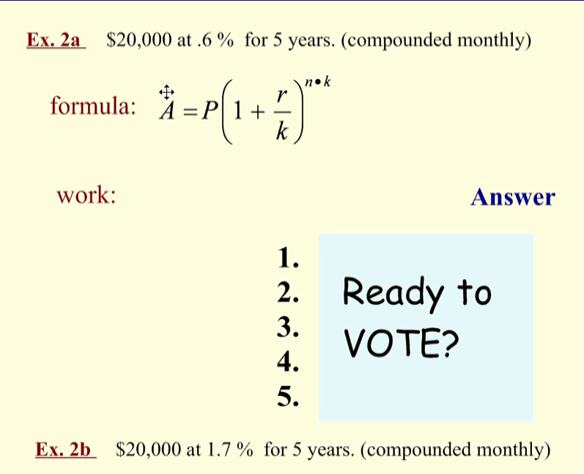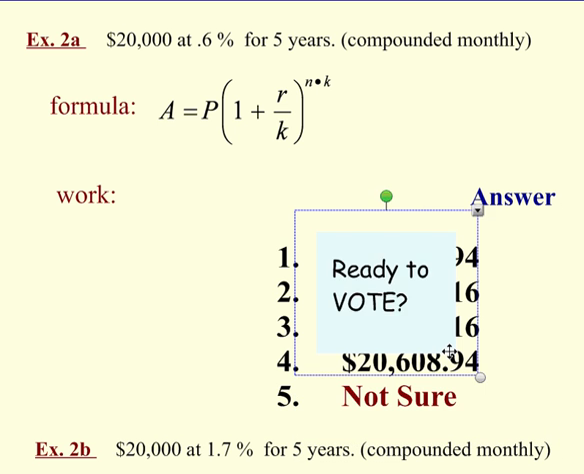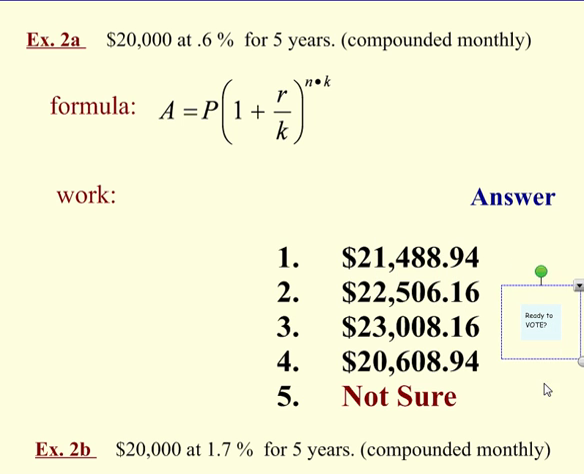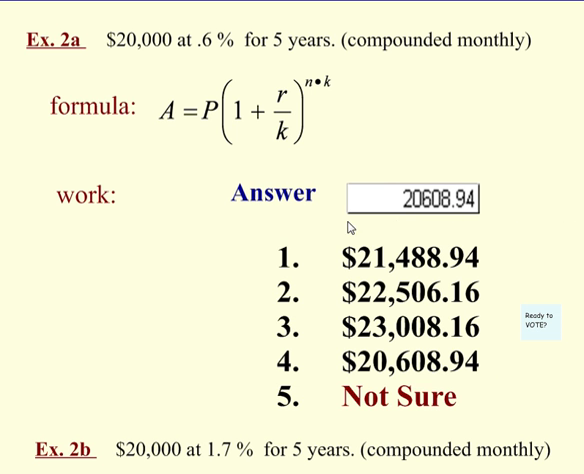What you could also do, if you need a little more practice, is try these couple of examples. $20,000 at 0.6%. Notice interest rates are not so good recently, so maybe by the time you're listening to this recording, they've gone up. But this is compounded monthly, so you want to think about that. Here are some of your possible answers. You might want to hit pause because I'm about to show you the correct answer on this one. And this is going to be the correct answer. It is $20,608.94.